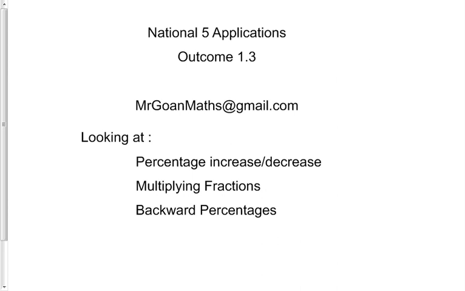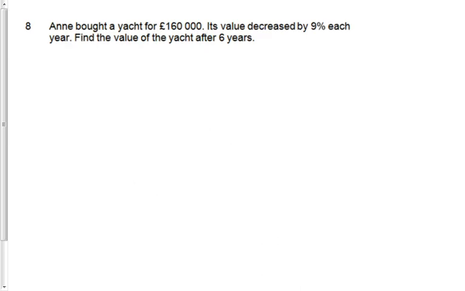Hello and welcome back. We're looking at the National 5 Applications Outcome. For maths, this is Applications Outcome 1.3, looking specifically at percentage increase and decrease, multiplying fractions, and backwards percentages. Now, 1.3 is quite a short outcome, so we'll get started just now.